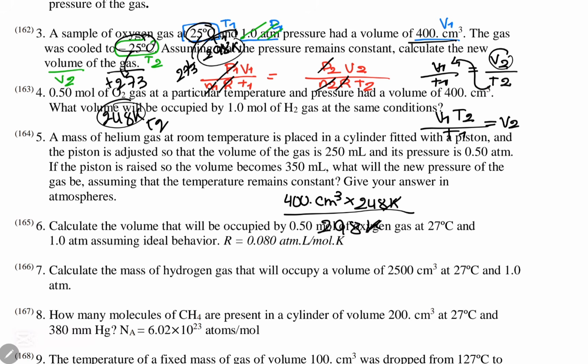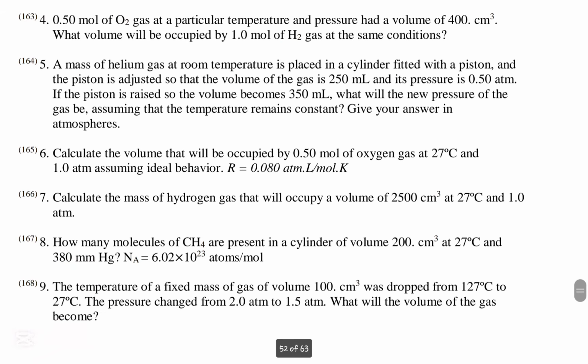So Kelvin and Kelvin cancel. And then on your calculator, if you put 400 times 248 divided by 298, to the correct number of significant figures, which is 3, you will get an answer which is 333 centimeter cubed, okay? So that's it for question number 3. We'll now move on to question number 4.